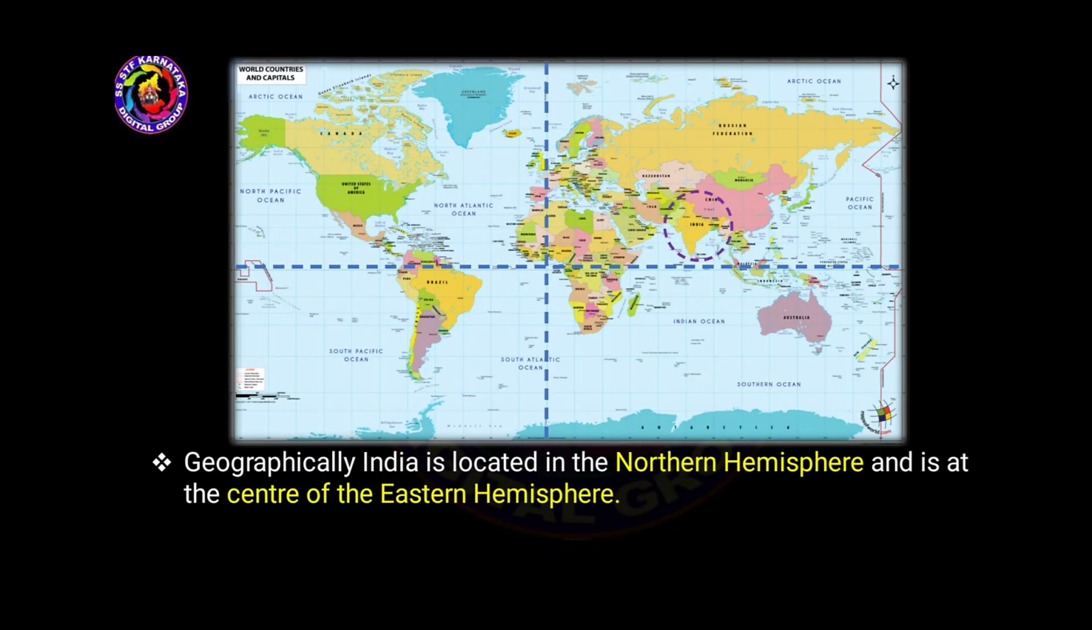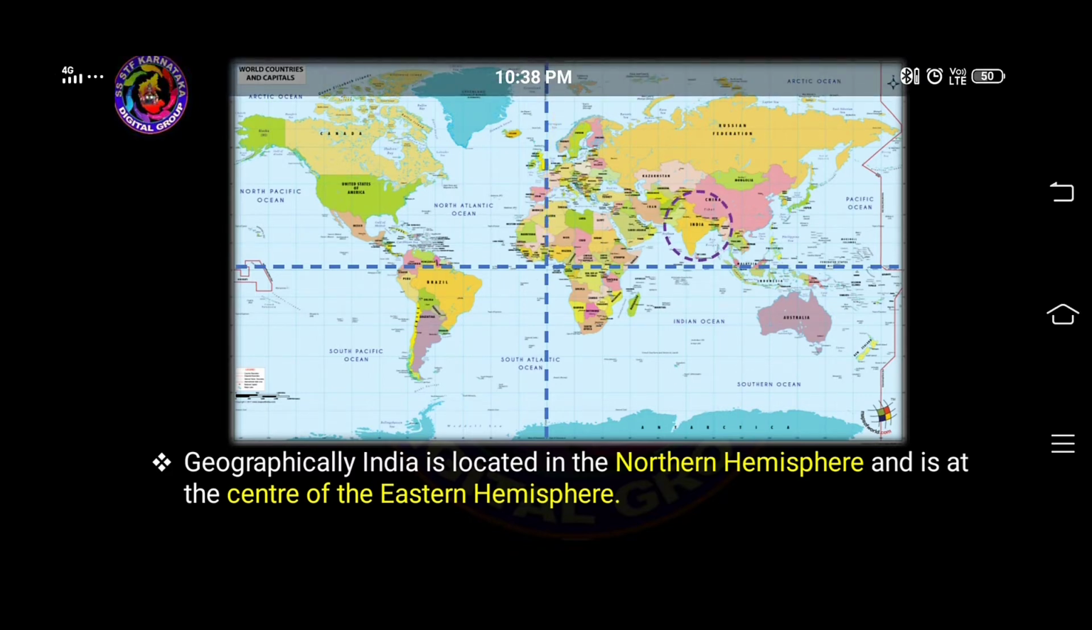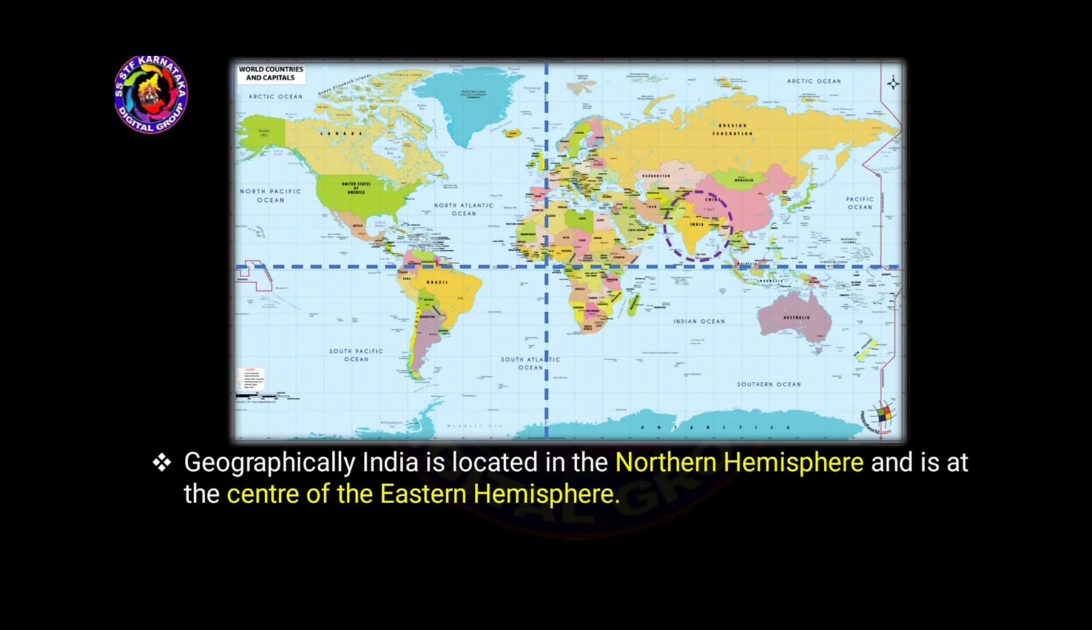Geographically, India is located in the northern hemisphere and is at the center of the eastern hemisphere. Students, here we have to find which is the northern hemisphere and which is the eastern hemisphere. See, this is the equator and this is the 0 degree meridian, which means the Greenwich meridian. The part above the equator is called the northern hemisphere. The part below the equator is called the southern hemisphere.